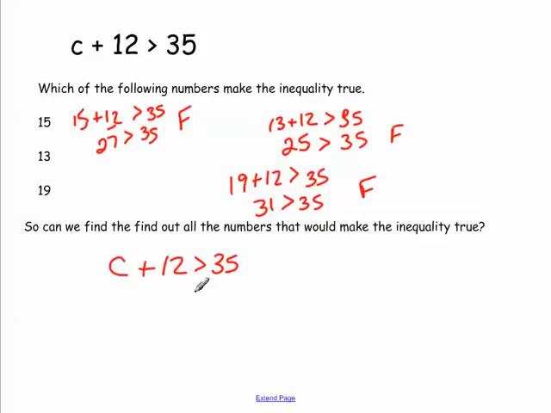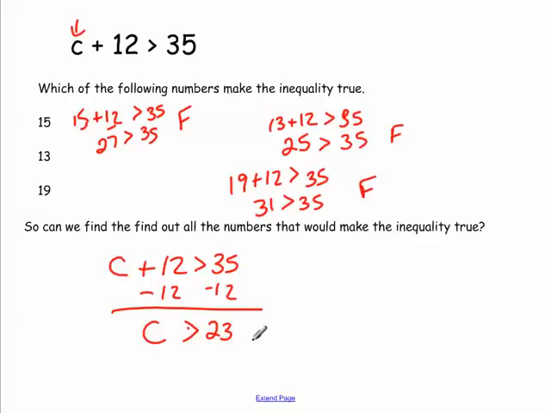So again, I've got two sides here. I want to get my variable on this side by itself, so I need to get rid of this plus 12. To get rid of it, I need to subtract. So I'm left with C on this side, and instead of an equal sign, it's going to be greater than. So I subtract, and I'm going to get 23. So in order to find something that would make this true, C would have to be greater than 23.